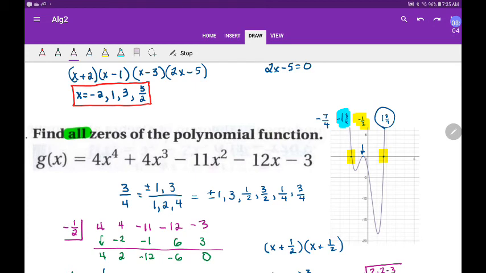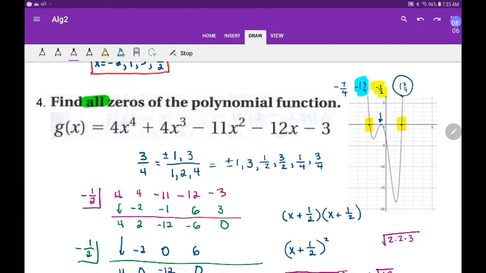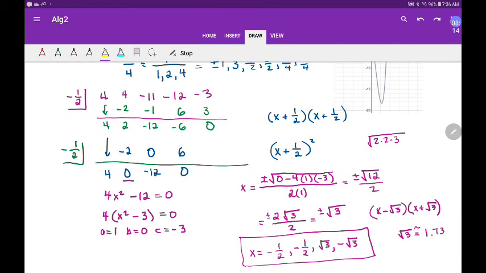If you get one that doesn't cross in 4 places, then some of yours will be imaginary, but you still have to find them. You know what's going to happen in that situation. You're going to get a negative when you do your square root, you might get a negative under there, and then I'm just going to write i's next to my answers.